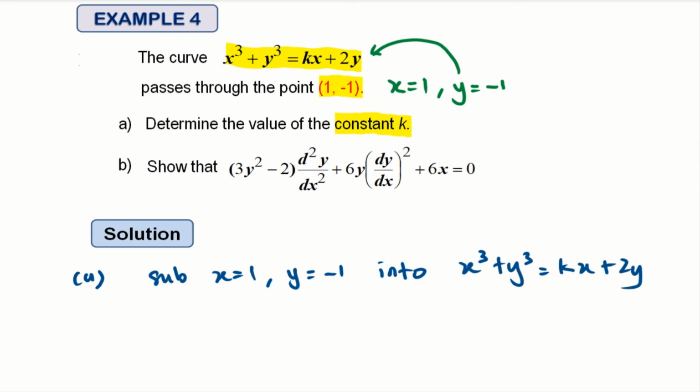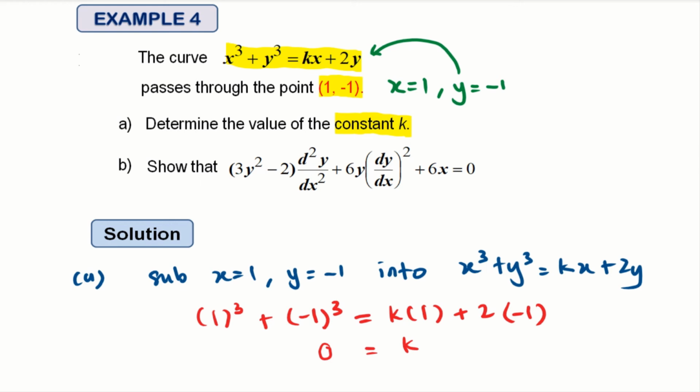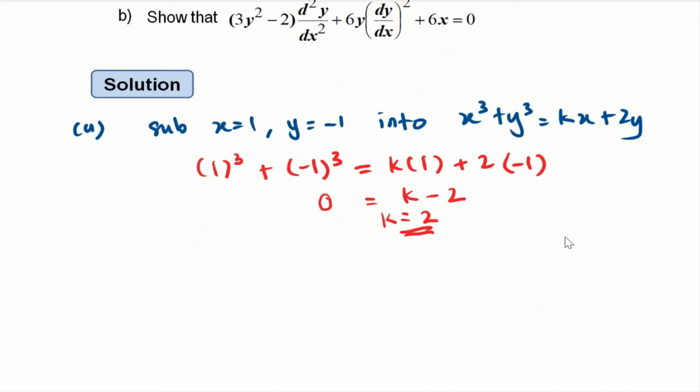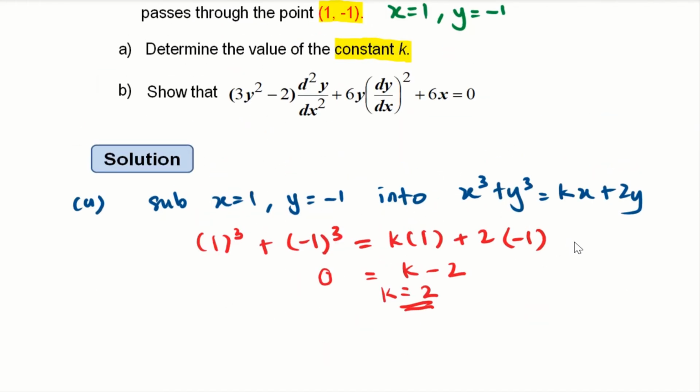So then we get 1 cube plus negative 1 cube equals to k times 1 plus 2 times negative 1. So this is become 1 cube is 1, negative 1 cube is negative 1. So then it's become 0 equals to k minus 2. So finally we get k is equal to 2. So the constant k, suppose k equals to 2. So then for question B, we are going to show this equation.